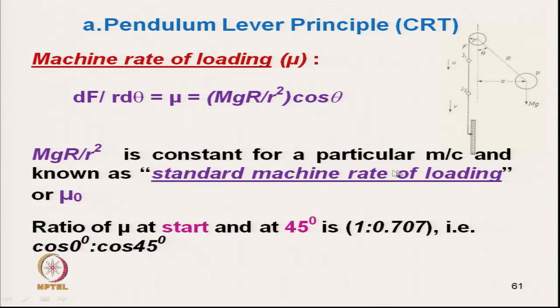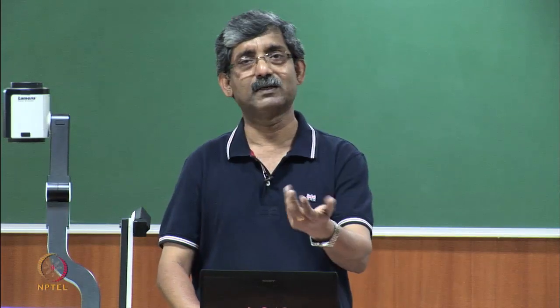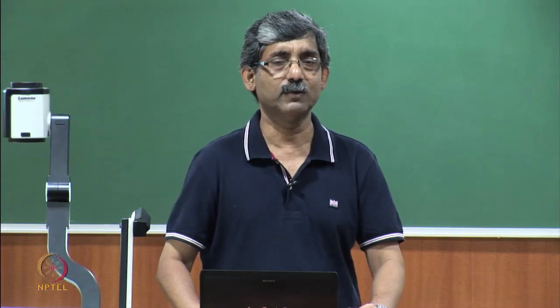And standard machine rate of loading means this constant part, and that is denoted by mu 0. The unit will be, say, Newton per centimeter, that is force per centimeter. So Newton per centimeter, force per any displacement, is the unit of the standard machine rate of loading. If one asks what is the unit of standard machine rate of loading, it is say centinewton per centimeter, any similar unit should be there.